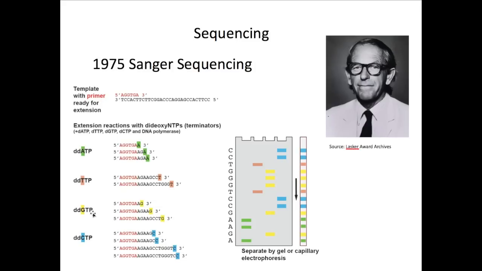And in the more modern versions of this, you've also included a fluorescent label that lets you see the A as one color, the T as one color, the G as a third, and the C as a fourth color. But you don't have to do that.